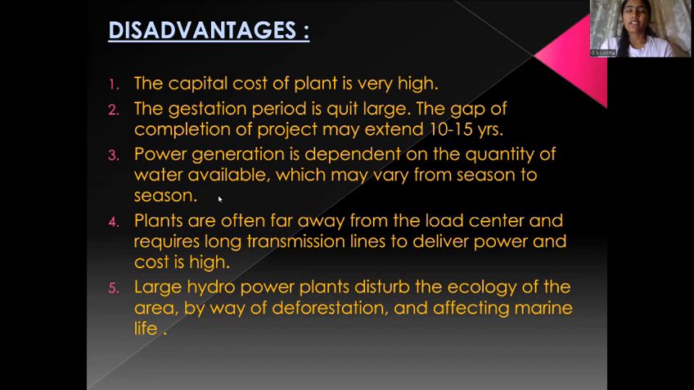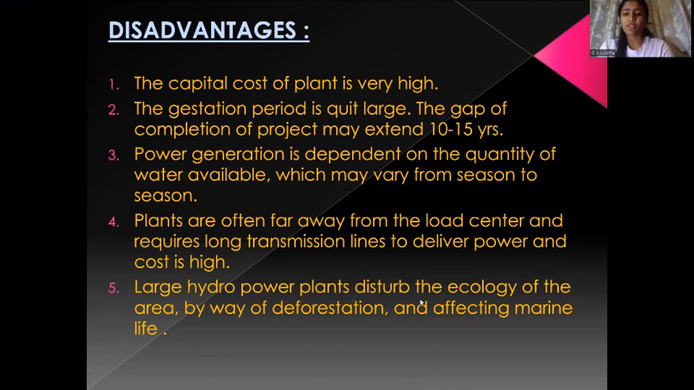So it should be constructed in a place where water is available through all the seasons and the flow of water is constant. Plants are often far away from the load center and require long transmission lines to deliver power, and the cost is high. These plants are always away from the land because they are usually constructed in the water, and it should be away so that the electric power system won't get damaged in the water. So while constructing it, the cost is very high.